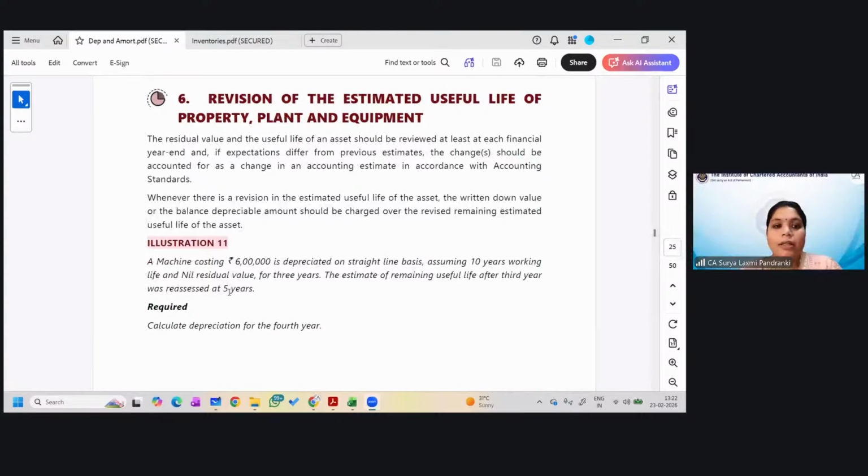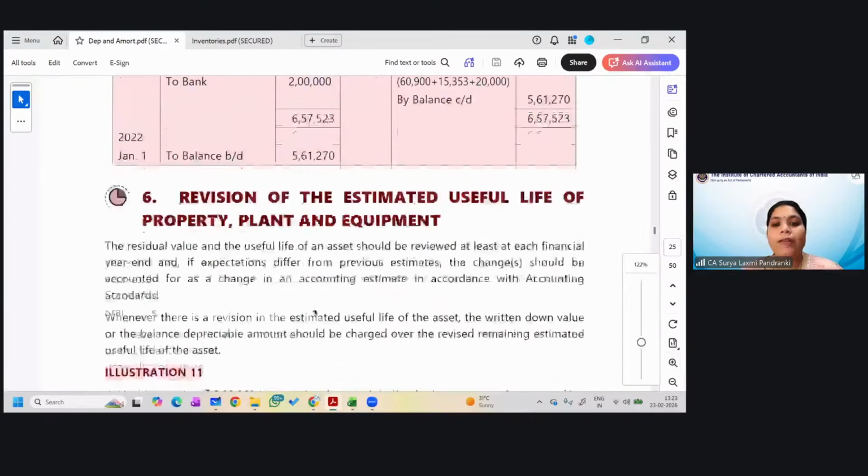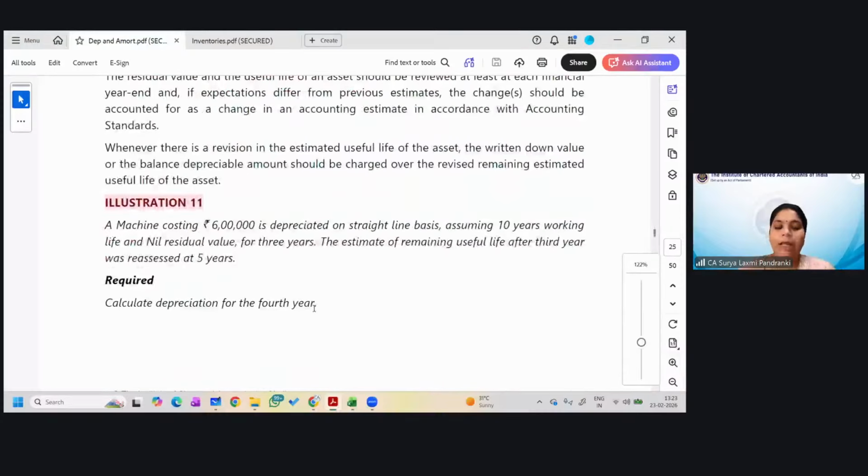Now look at this question, illustration 11. This is also a simple one. So if you look at this question given here, if you are revising estimated useful life. Now, what if the method is changing from today? Whatever method you have changed, you will continue the depreciation from that method, right? If suppose the estimated useful life has changed, how will it react? The cost of the machine here is 6 lakh, depreciated on straight line basis, assuming 10 years working life and no residual value. So depreciation was provided for 3 years.